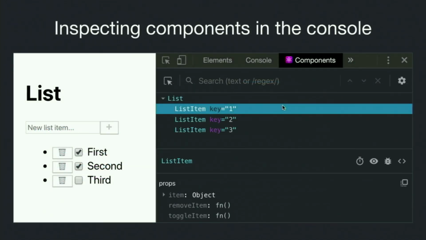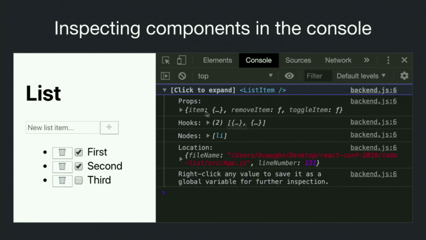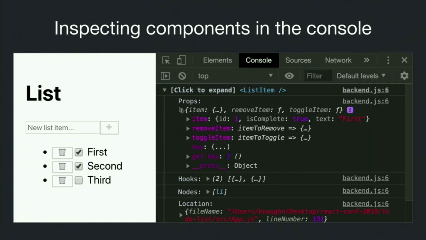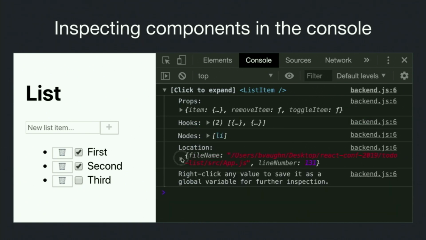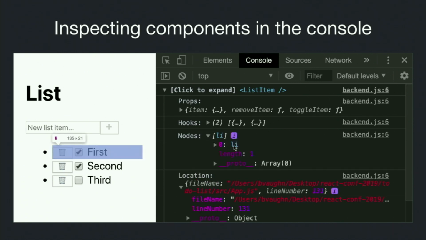If you ever need to go lower level than the DevTools interface, you can log an element to the browser's built-in console. There you can inspect its props and state, see the location of the component source code, and directly interact with the native elements it renders.